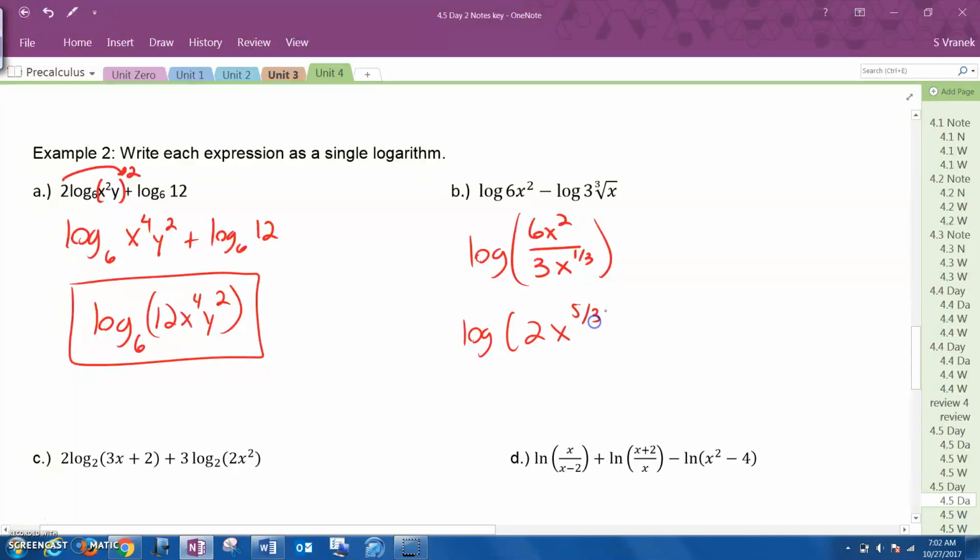And if we want to write it without fractional exponents, you would write it like this, if you remember correctly. That's the third root of x to the 5th.